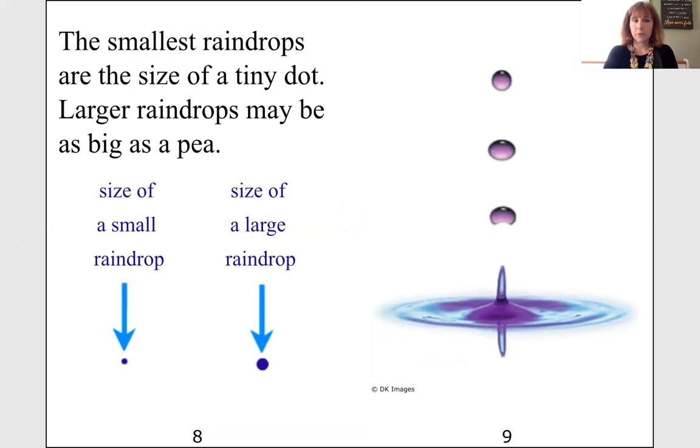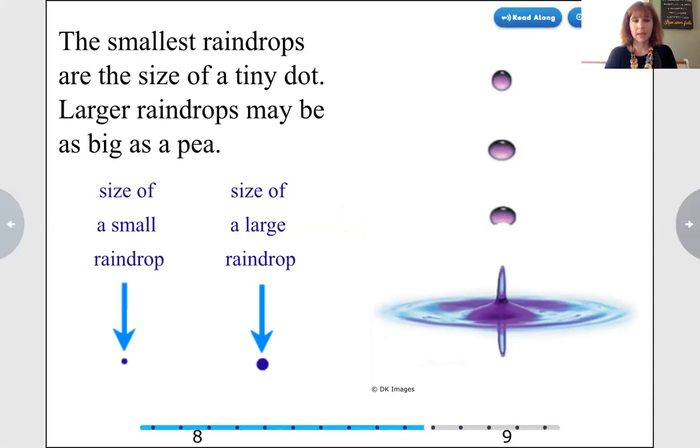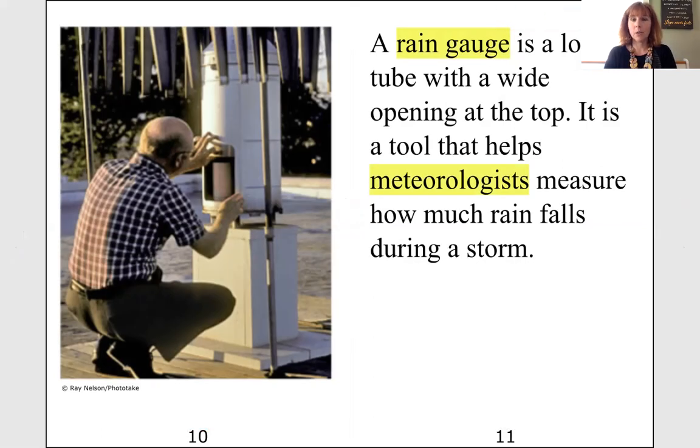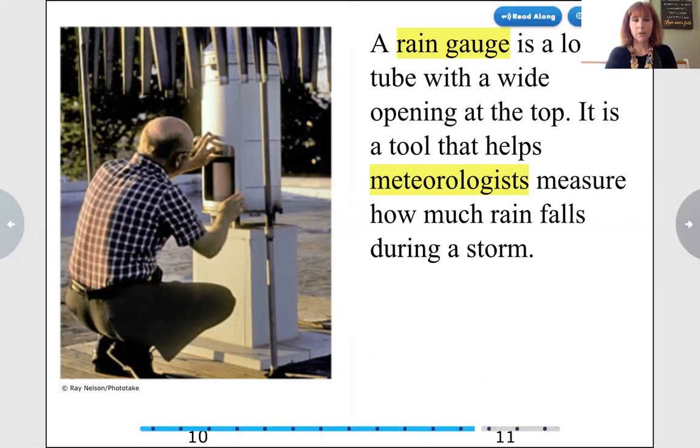The smallest raindrops are the size of a tiny dot. Large raindrops may be as big as a pea. You can see here's a tiny raindrop, and here's a larger size raindrop. A rain gauge is a long tube with a wide opening at the top. It is a tool that helps meteorologists measure how much rain falls during a storm. And you can see the meteorologist in the picture is taking a look at his rain gauge to determine how much rain fell.